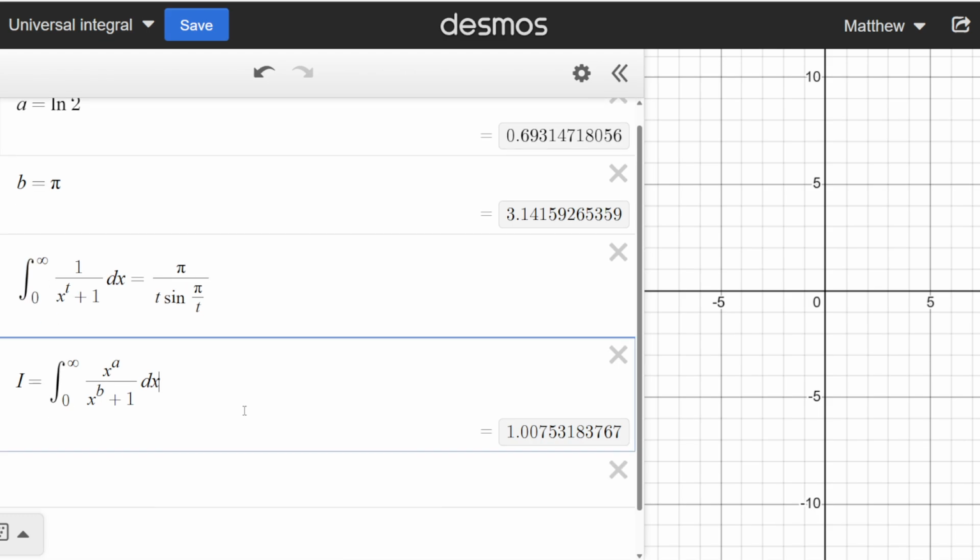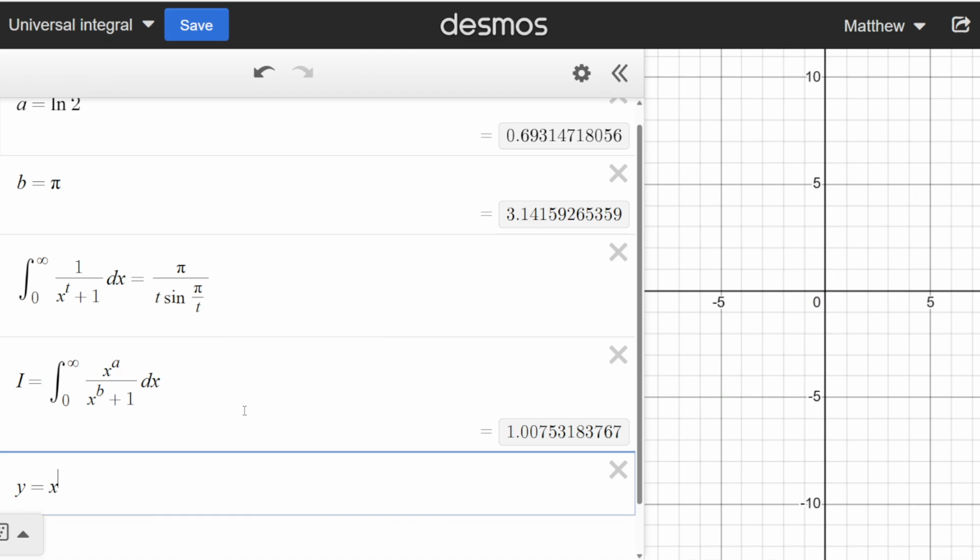Well, first of all, we're going to need to do something about this x to the b, or maybe this x to the a. I think the best thing to do would be to try to take care of this x to the b in the denominator right there. So let's let some new variable, we'll call it y, be equal to x to the b. All right, so that's y in terms of x.